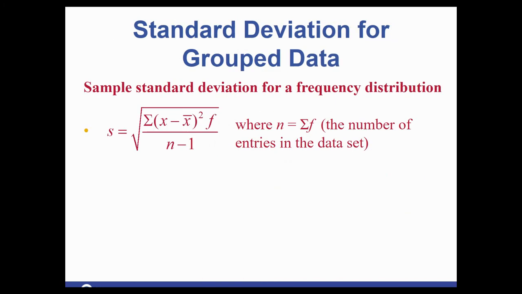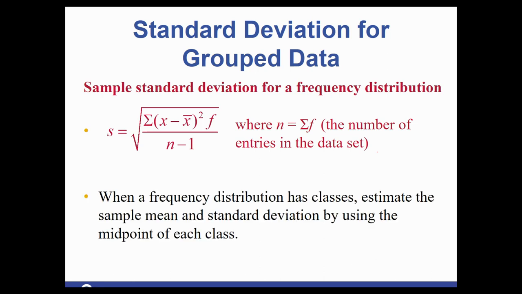So the last thing we need to cover here is grouped data. If we were trying to find a sample standard deviation for a frequency distribution, if you glance at the problem, you'll notice everything looks the same as what we've done before. The only thing we're adding is our frequency, the letter F. We've got to multiply that in here.